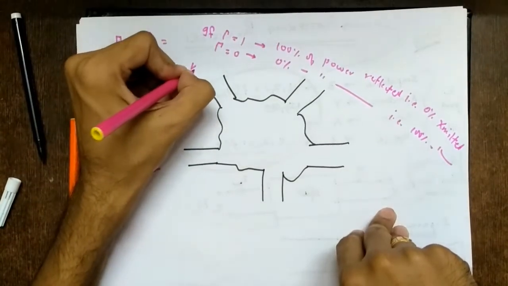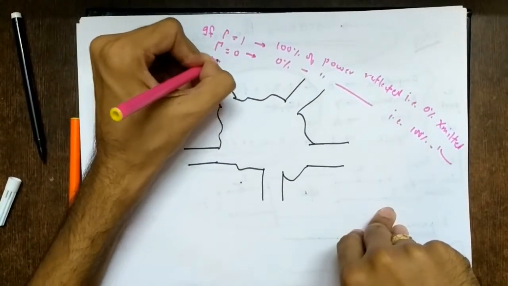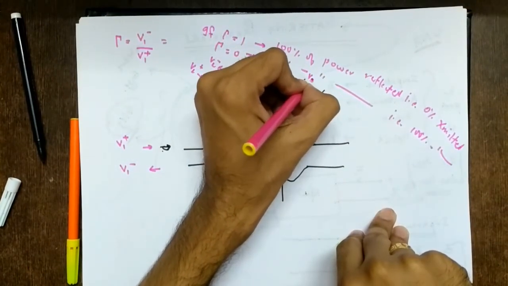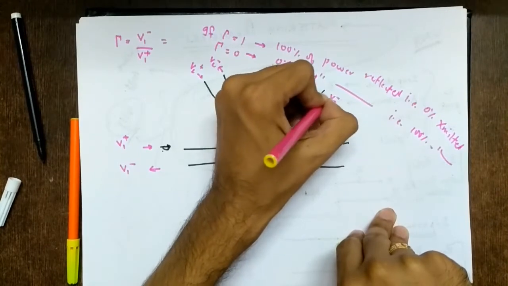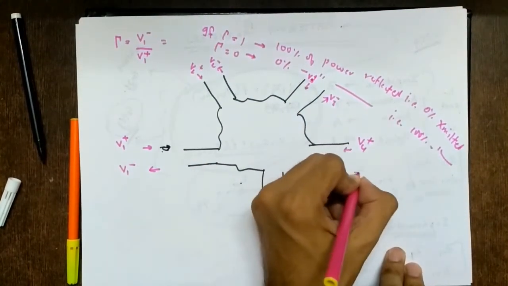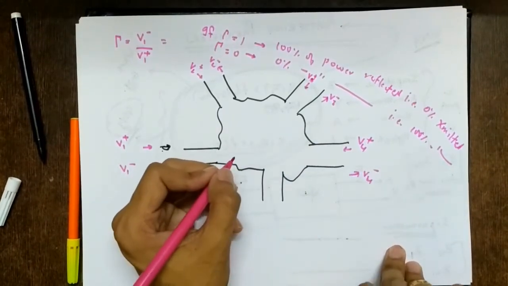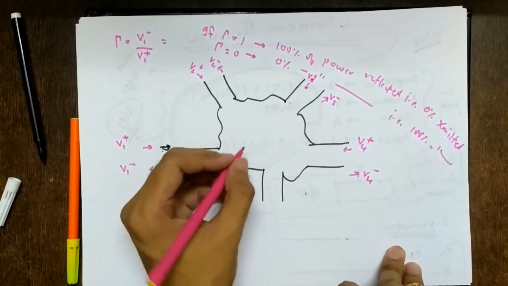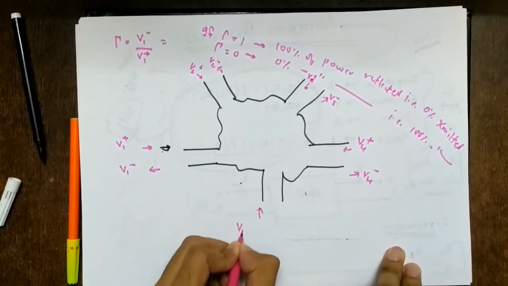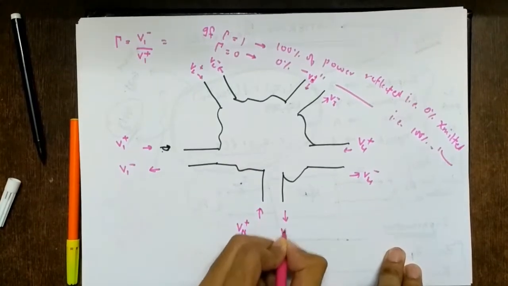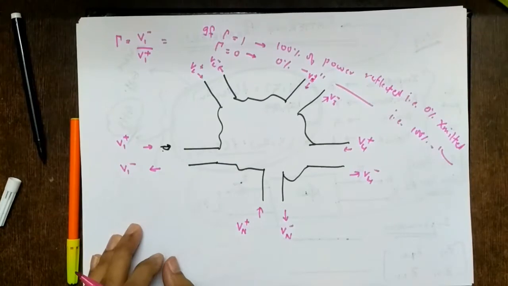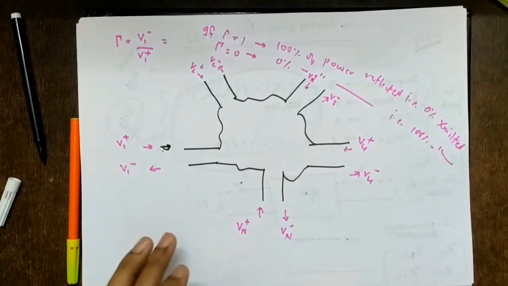Similarly, I'll have V2 plus, V2 minus. Similarly here, V3 plus going inside, V3 minus coming outside. This will be V4 plus going inside, V4 minus going outside. And let's say it is an n-port network. Fine. So this will be my Vn plus, this will be my Vn minus. So this is my arbitrary n-port network. Let's consider this network.